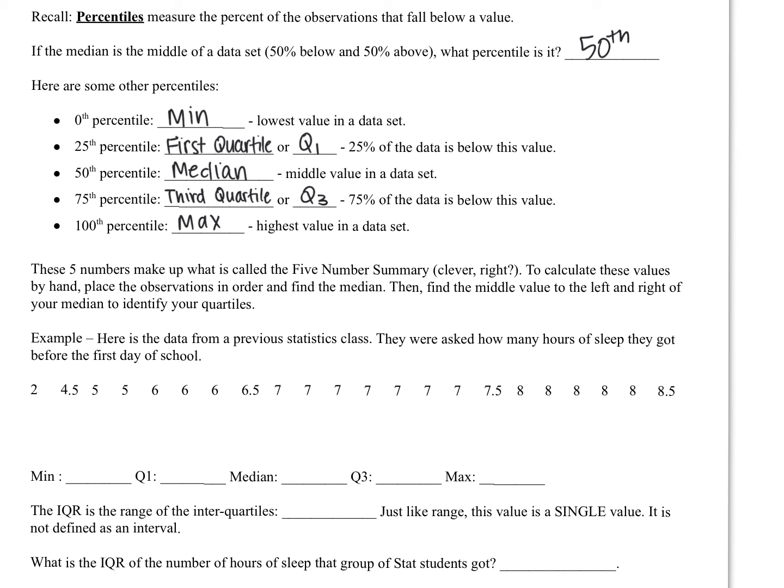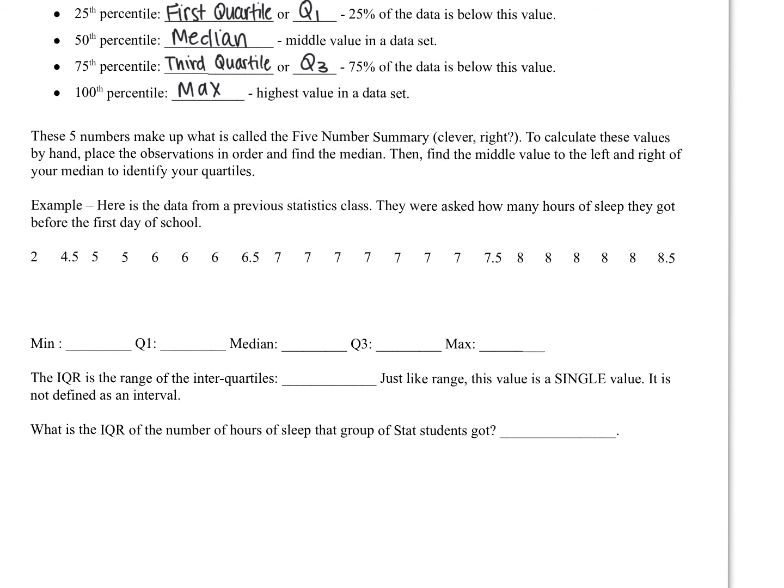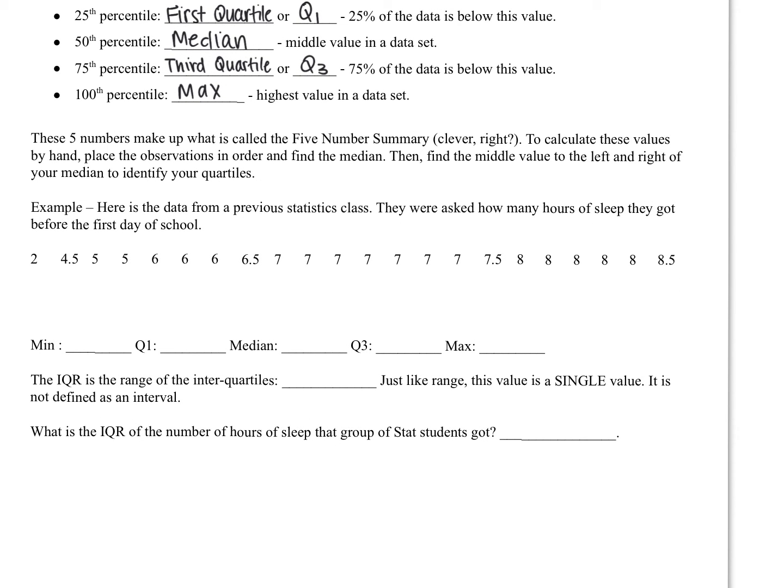It's a bit time consuming to calculate these by hand, and I'll show you how you can calculate them on your calculator here in a little bit. So in order to calculate all of these values, because it deals with finding the median, you have to place them in order and then start by finding the median. Then you find the middle value to the left and right of your median to identify the first and third quartiles. The min and max are pretty straightforward.